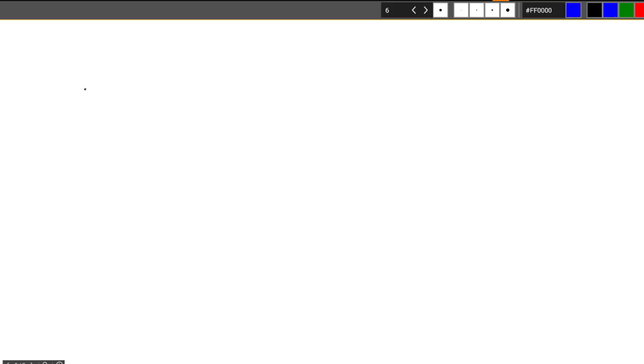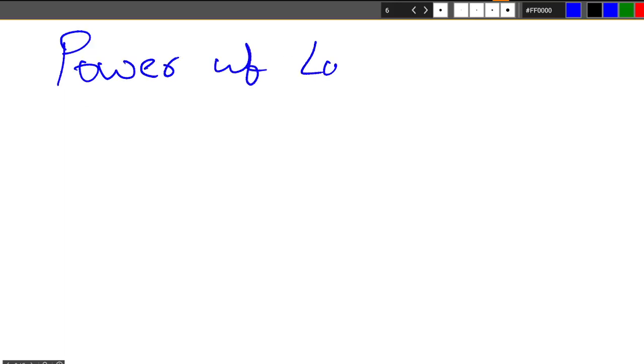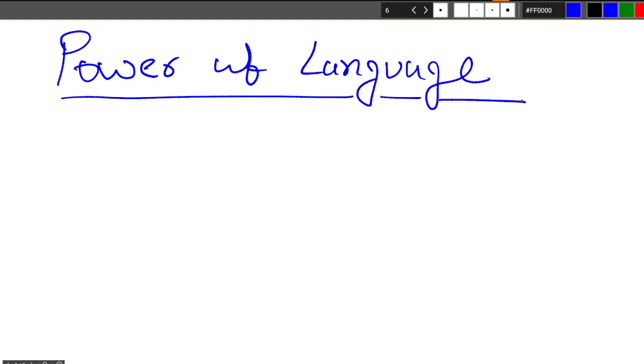So let me tell you about the power of a language. Suppose you have a language, its power 1 is the language itself. If the power of the language is 0, what does it mean? It will still have epsilon.